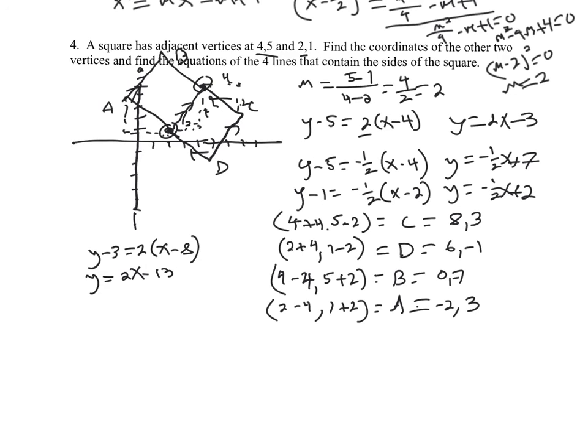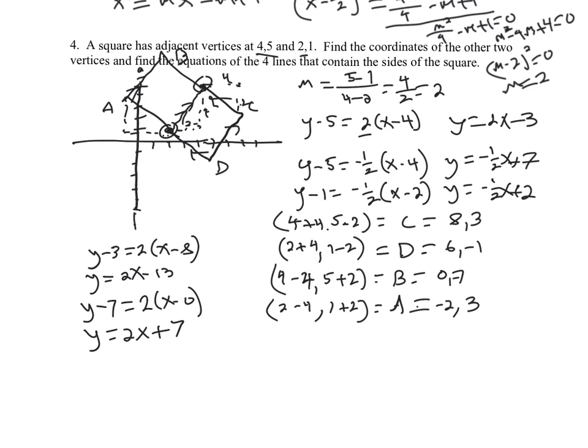And so then we also want to look at the equation for the line that goes through A and B. And so there we would have, again, the same slope. So we'll use point B: y minus 7 equals 2 times (x minus 0), or y equals 2x plus 7.